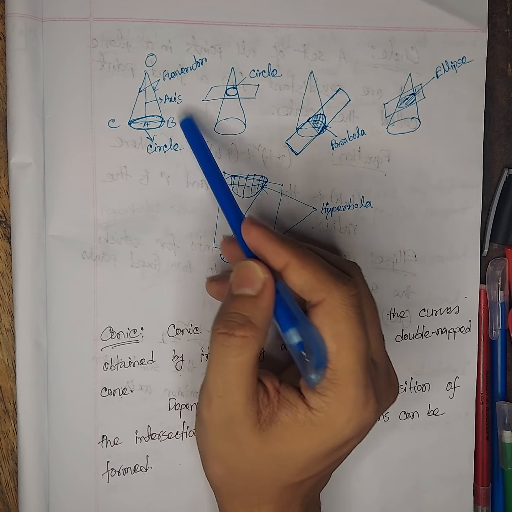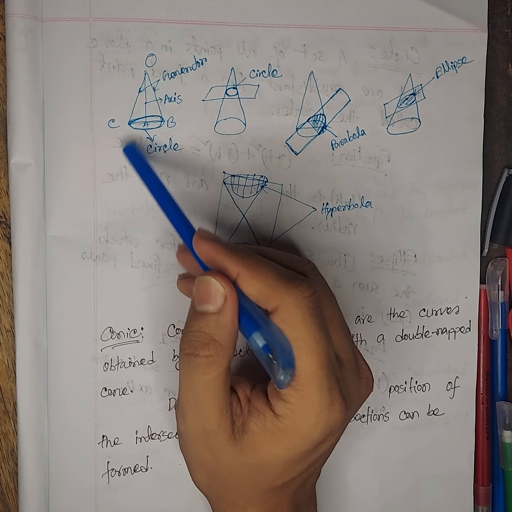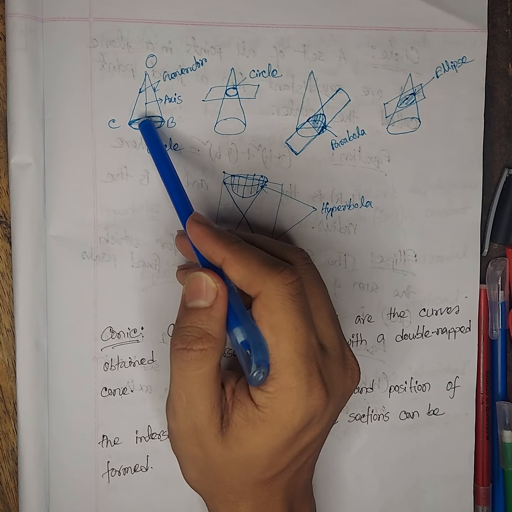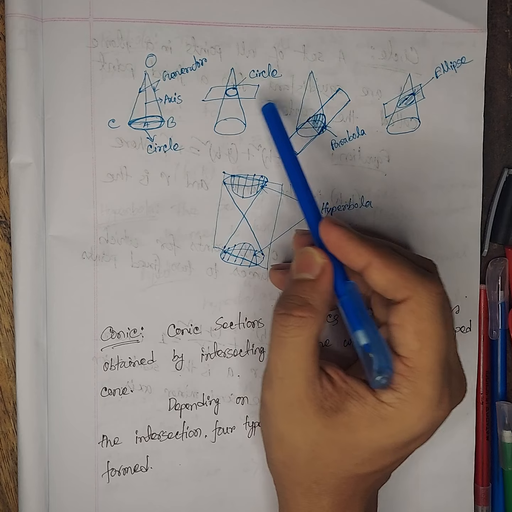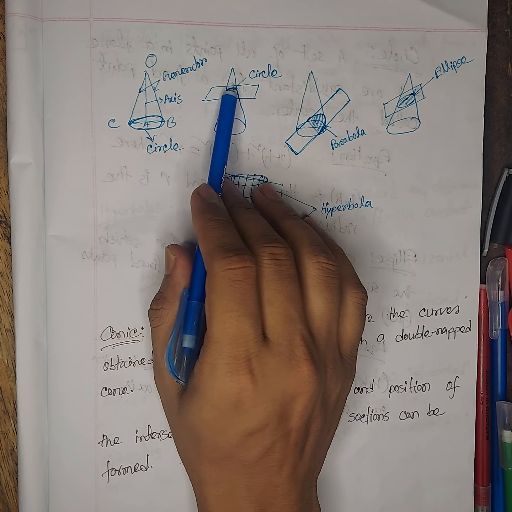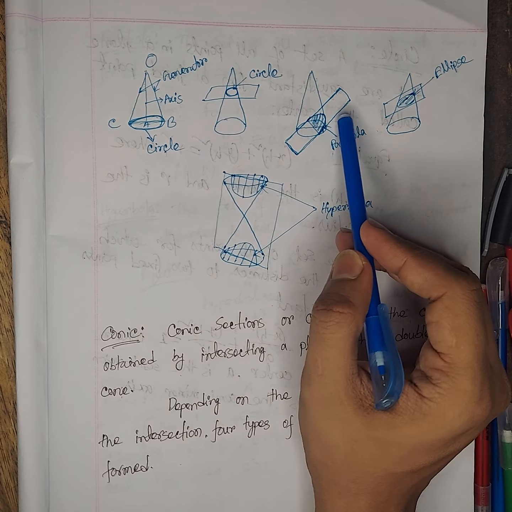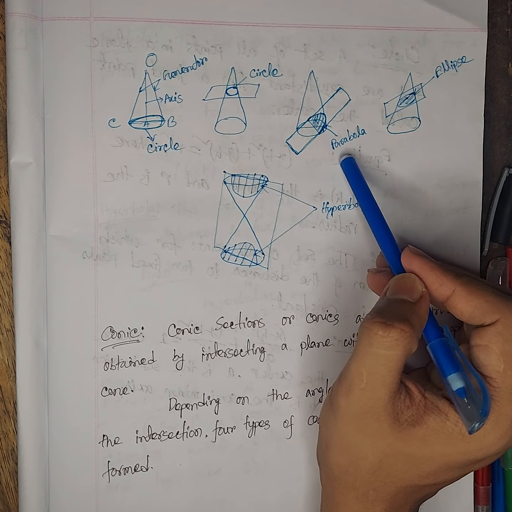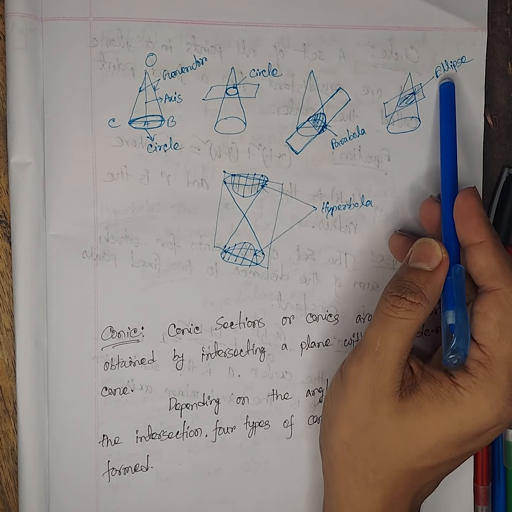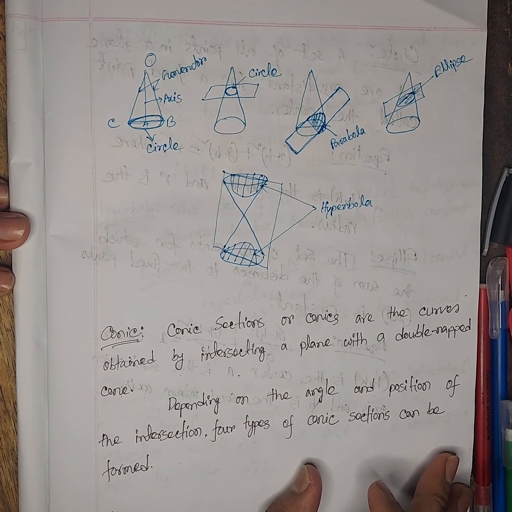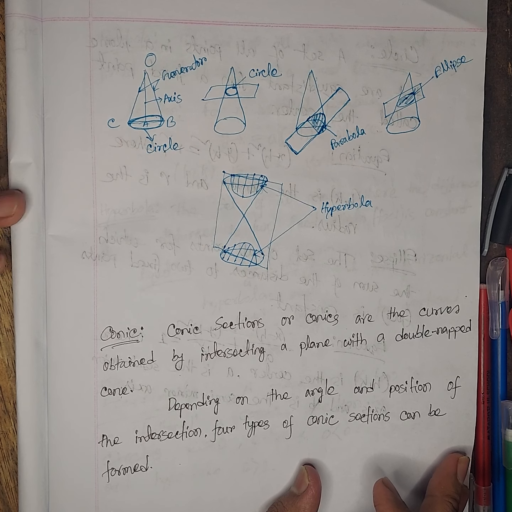If we notice the picture here, you see there is a cone. In a cone we know this is a circle, this is the axis and this is the generator. If a plane intersects this cone like this, then we get a circle, and if the plane intersects this cone like this, we get a parabola. Similarly, here we get an ellipse and here we get a hyperbola. This is the definition and visualization of different conics.